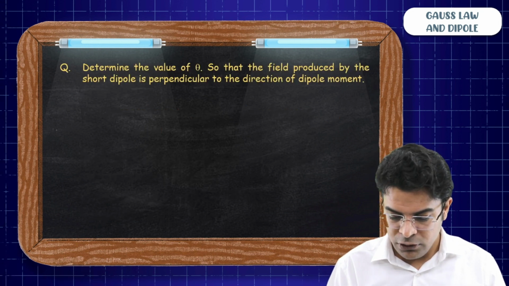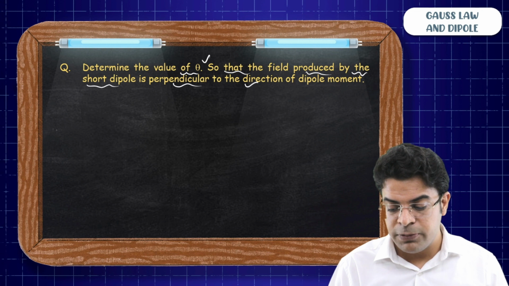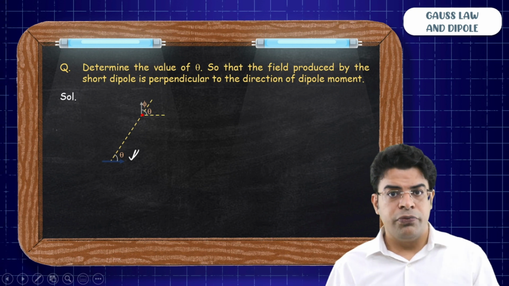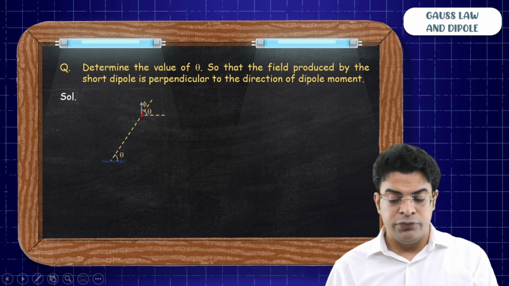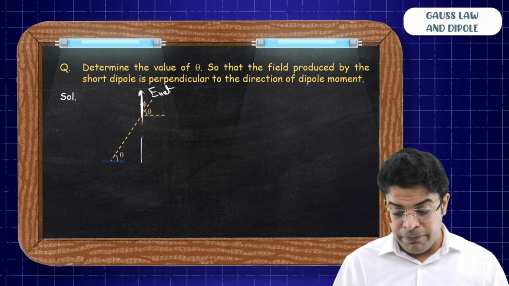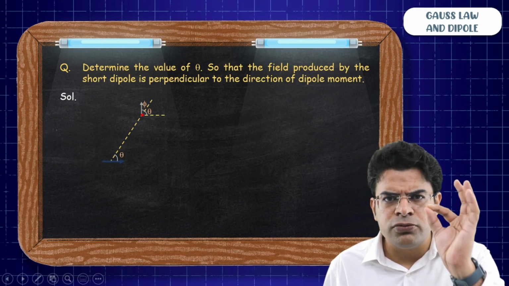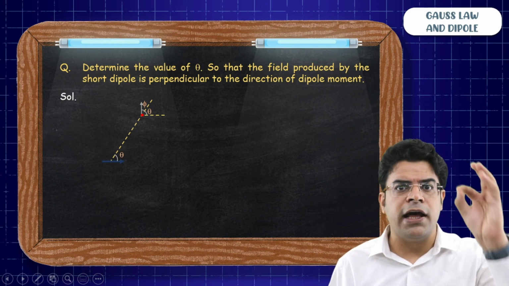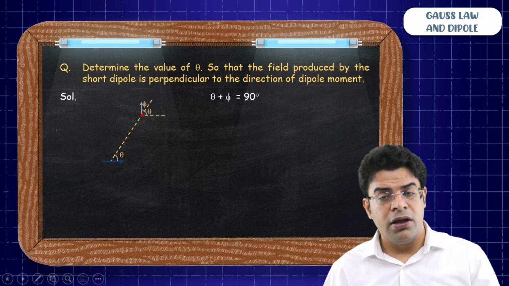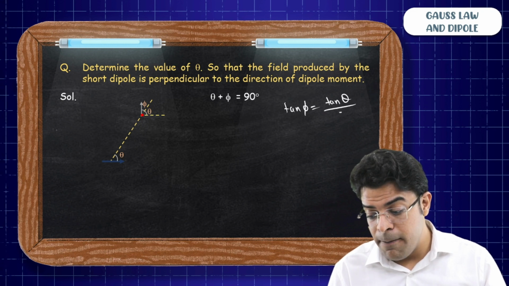Moving on. Determine the value of theta so that the field produced by the short dipole is perpendicular to the direction of dipole moment. So you have a short dipole. They are asking what the value of theta has to be so that the net electric field produced by the short dipole is perpendicular to the direction of dipole moment. For this, theta plus phi has to be equal to 90 degrees. And we know that tan phi equals tan theta by 2.